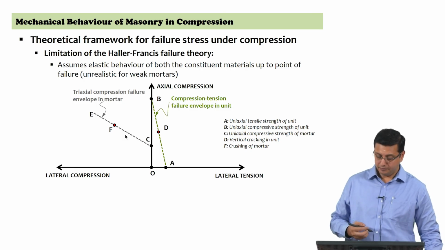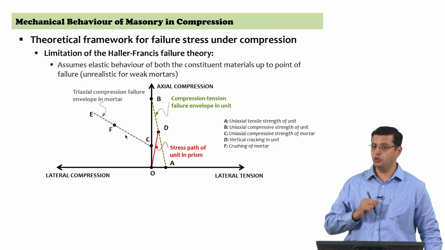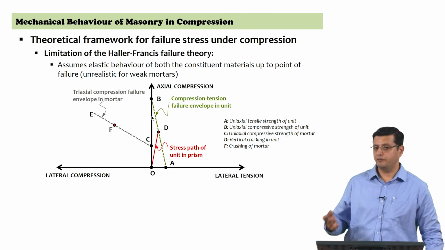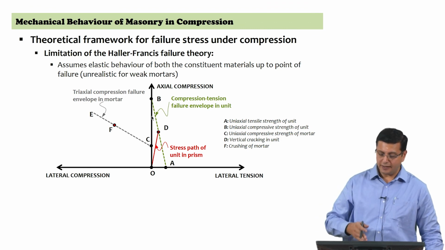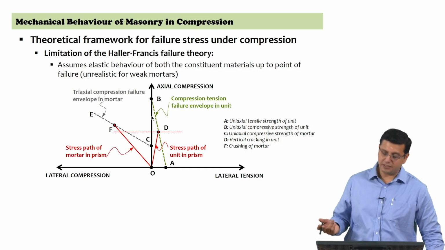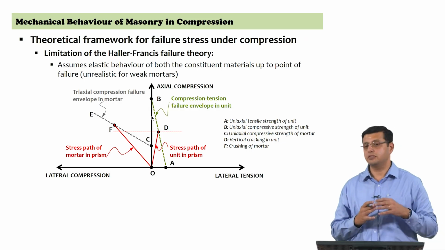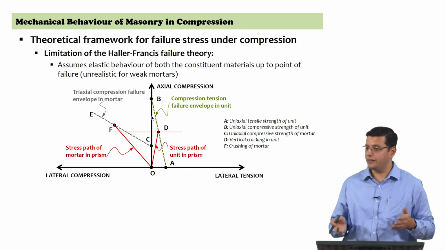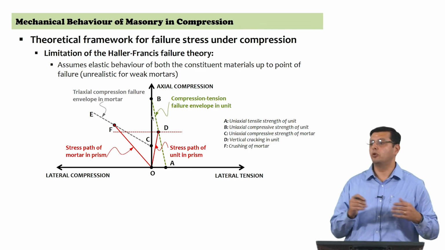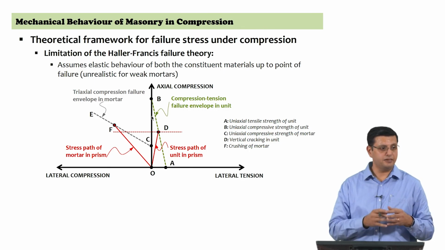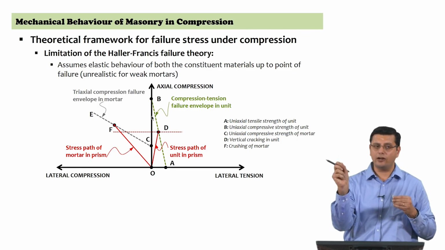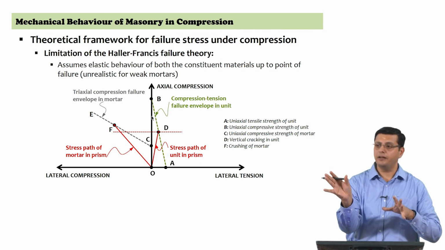The point is, the stress path in the unit is assumed to be linear, and then it hits the failure criterion that we have used, which is the straight line in the compression and tension envelope for the unit. We are again assuming that the stress path of the mortar in the prism is also linear elastic. We would not be able to explain how the unit and the mortar fail together in reality. In reality, you expect a simultaneous occurrence of the tensile cracking in the unit and loss of confinement and the crushing failure of the mortar.